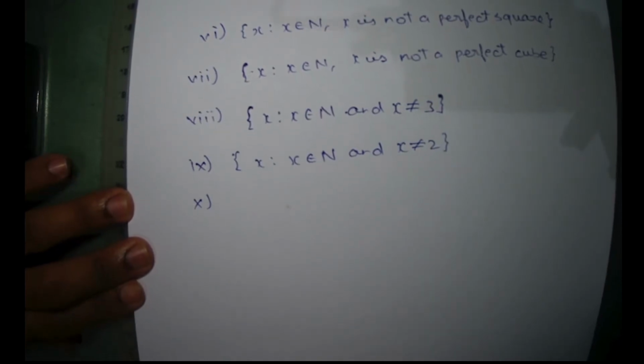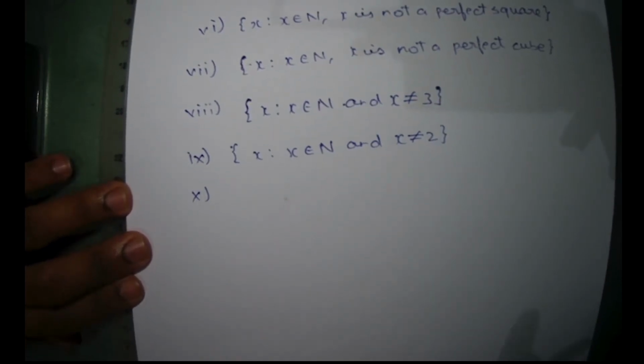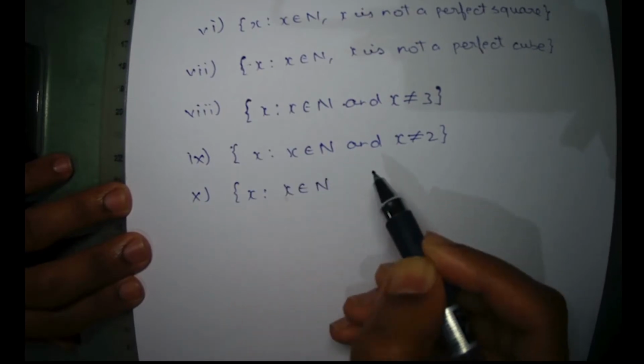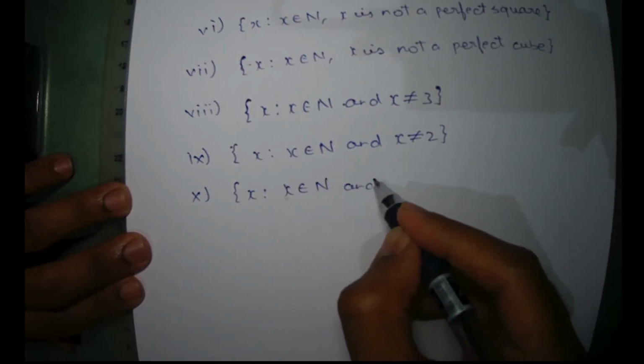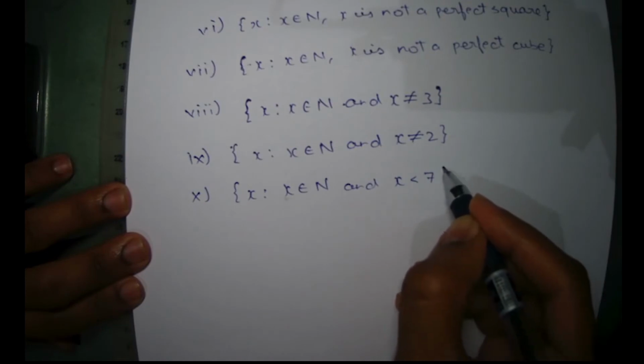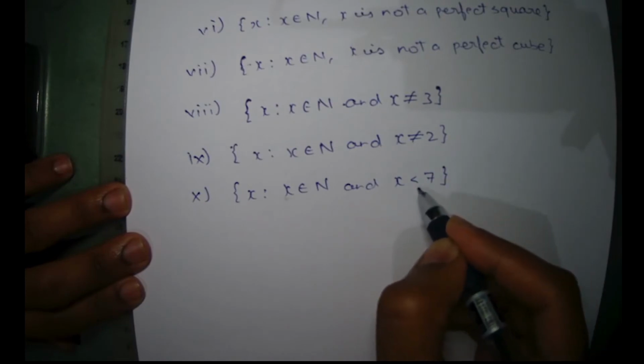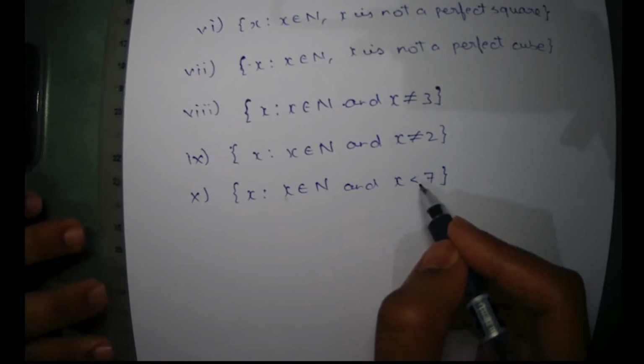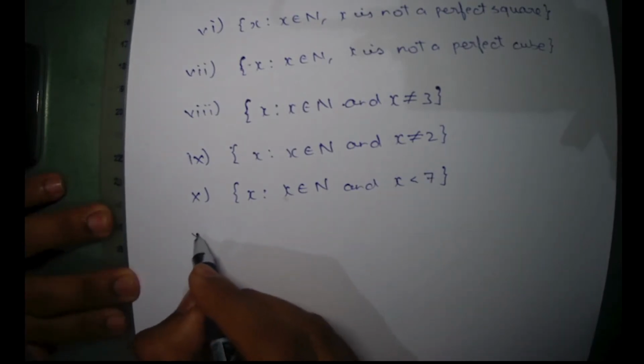10th question, we have x, where x is greater than or equal to 7. So we have x, where x is a natural number and x is less than 7. We won't include the equal sign here because in the question they have mentioned x is equal to 7 there, so here only less than 7 will be given.